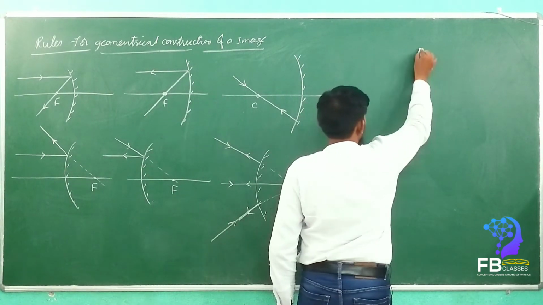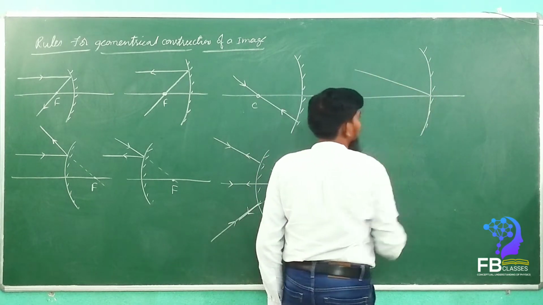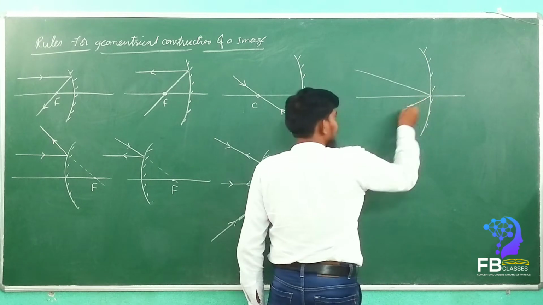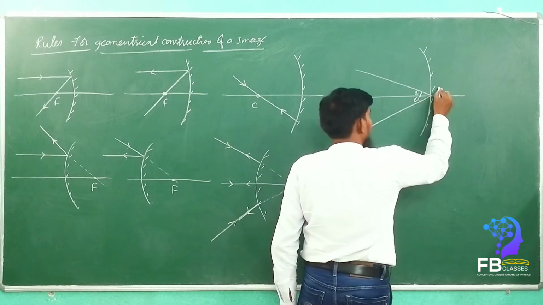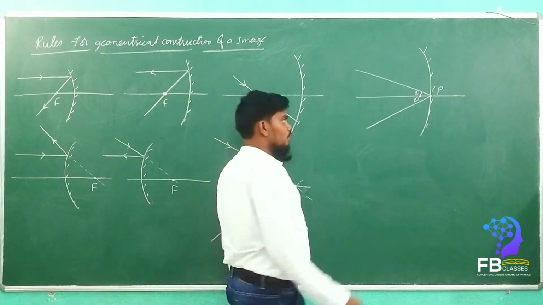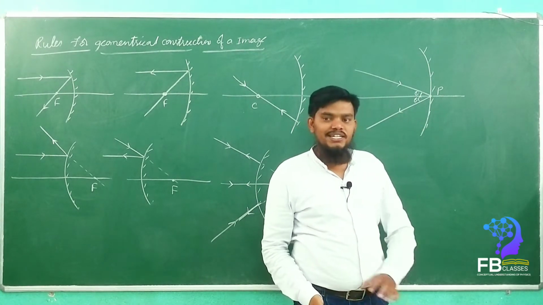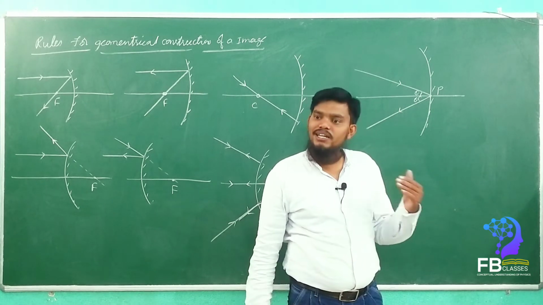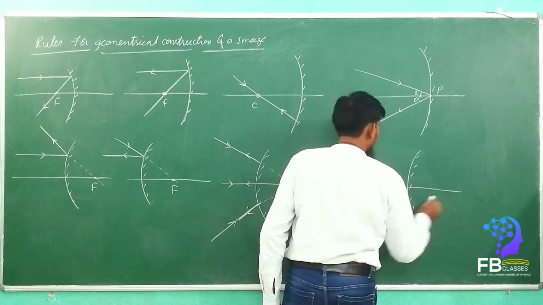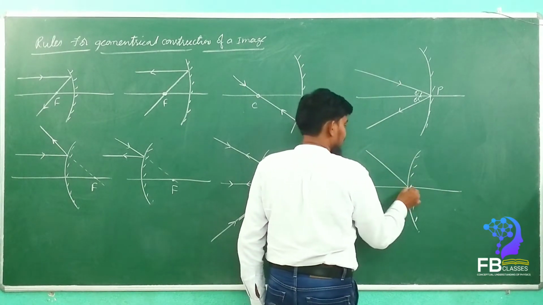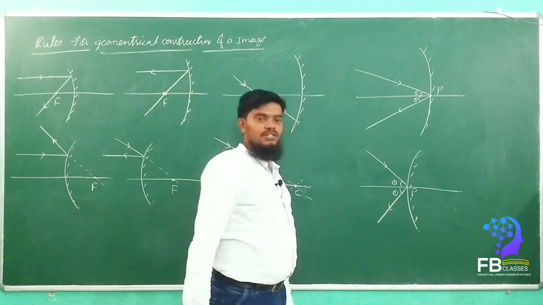Now the fourth rule. If the light ray is incident on the pole, then the angle of incidence and angle of reflection are equal. We already know the reflection rule. When the light ray falls on the pole, the angle of reflection is the same as the angle of incidence. If it is a convex mirror also, this is the pole, so the angle of incidence is equal to the angle of reflection. These are the four rules.